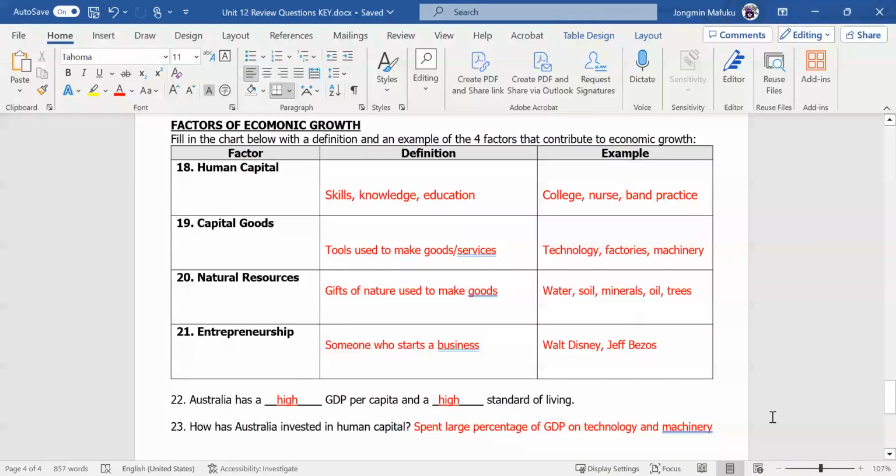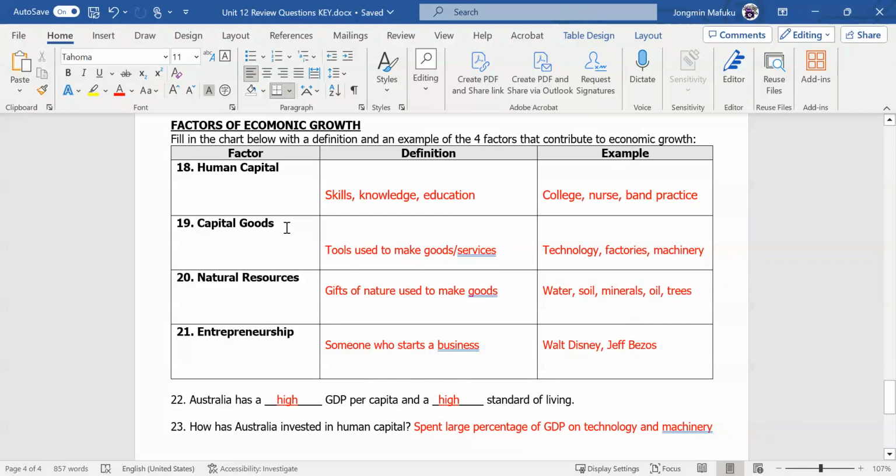Easy, right? Human capital, the definition is skill, knowledge, education. It is the jobs that you get by getting educated. Things like nurses, teachers, engineers, construction workers, janitors, all these things that need knowledge, skill, education.